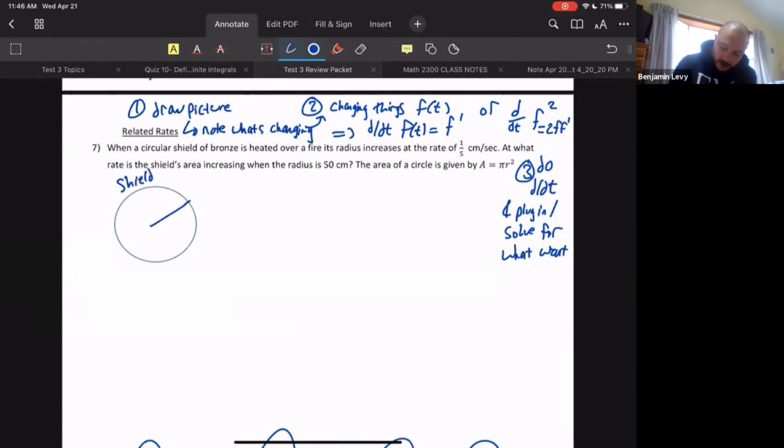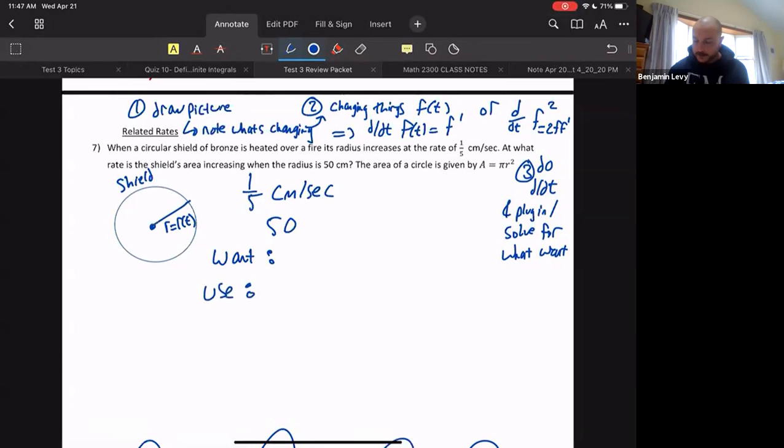It has a radius. But the radius is changing because when you heat metal, it expands, or contracts if it's not being heated. So R is a function of time. What information are we given? We're given something about 1/5 centimeters per second. Someone tell me what that is. And then we're also being told the 50 part. And then what is it that we want? And what is it we're going to use? Who wants to provide any of that information here?